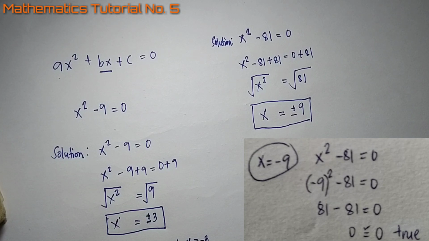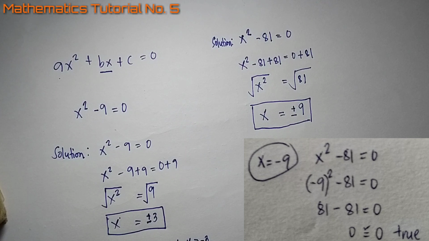So we have x squared minus 81 is equal to 0. Our x is negative 9. So pulihan natong x og negative 9. Negative 9 squared minus 81 is equal to 0. Ang negative 9 i-multiply nato sa iyang kaugalingon og kaduha. So negative 9 times negative 9, that is positive 81. Minus 81 is equal to 0.